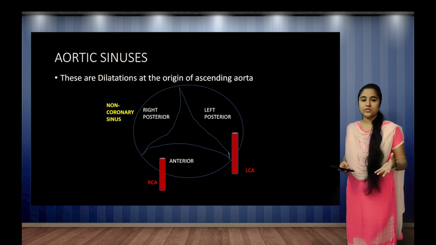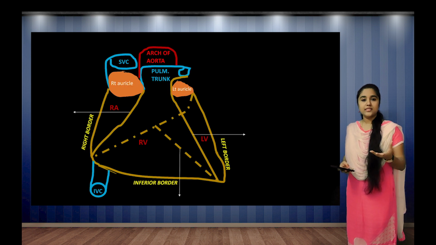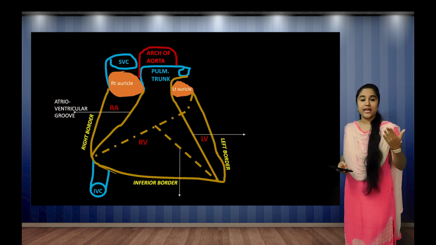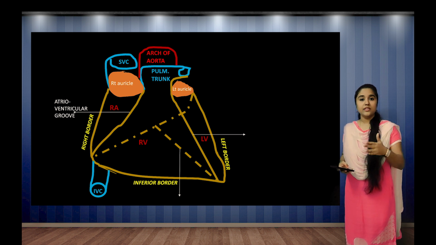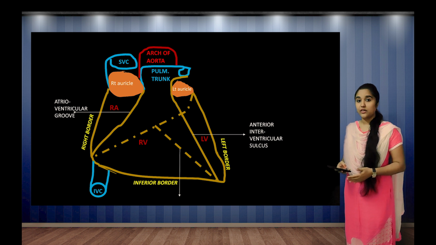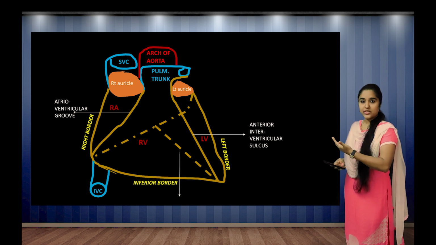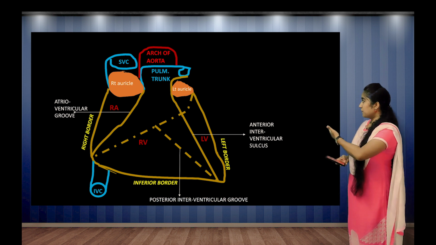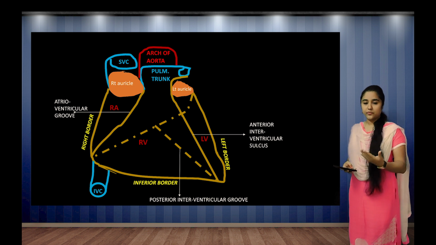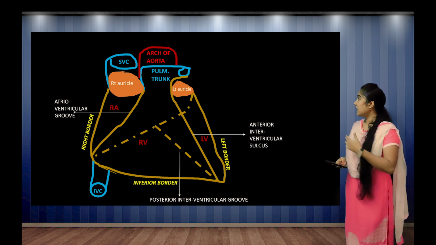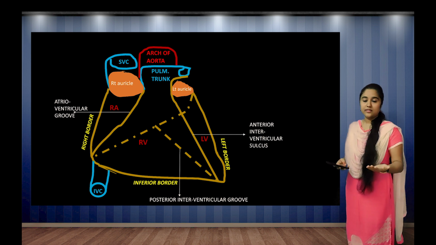Now before going on to the coronary arteries as such, we'll see some of the important grooves of the heart. You can see here the atrioventricular groove, that is between the atrium and the ventricle. Here you can see the anterior part of the atrioventricular groove between the right atrium and the right ventricle. Then you can see the anterior interventricular groove between the right ventricle and the left ventricle. And also on the posterior aspect you can visualize the posterior interventricular groove between the right ventricle and the left ventricle. You can also see the major vessels in this diagram.